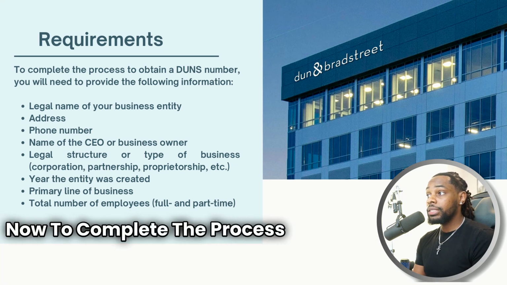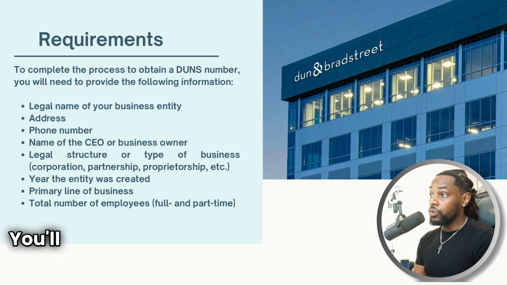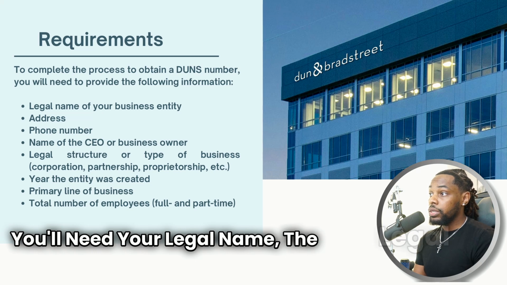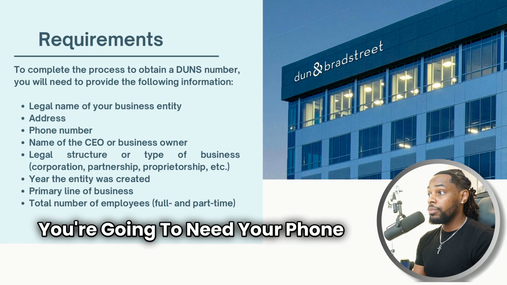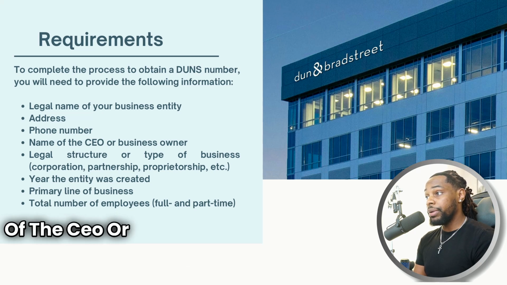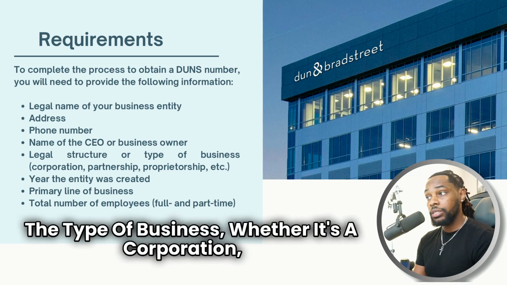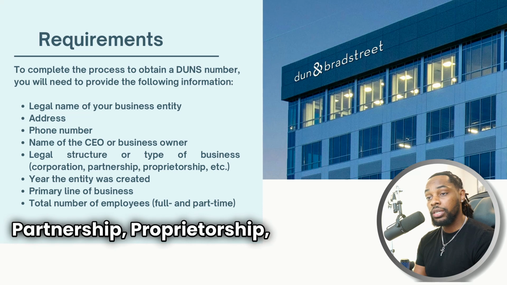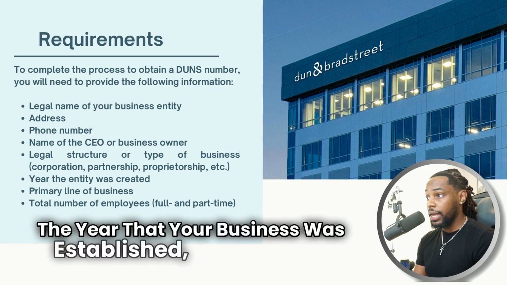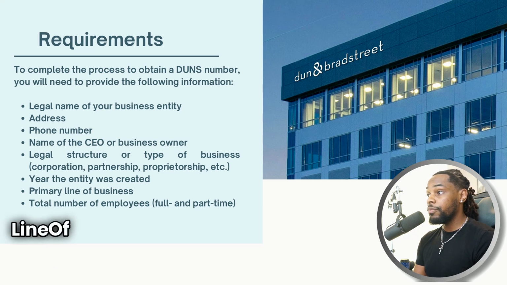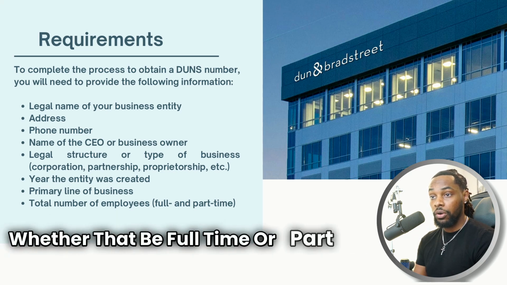Now, to complete the process to obtain a DUNS number, you will need to provide the following information. You'll need your legal name, the legal name of your business, address, your phone number, the name of the CEO or business owner, the legal structure, the type of business, whether it's a corporation, a partnership, proprietorship, and so forth, the year that your business was established, the primary line of business, and the total number of employees, whether that be full-time or part-time.